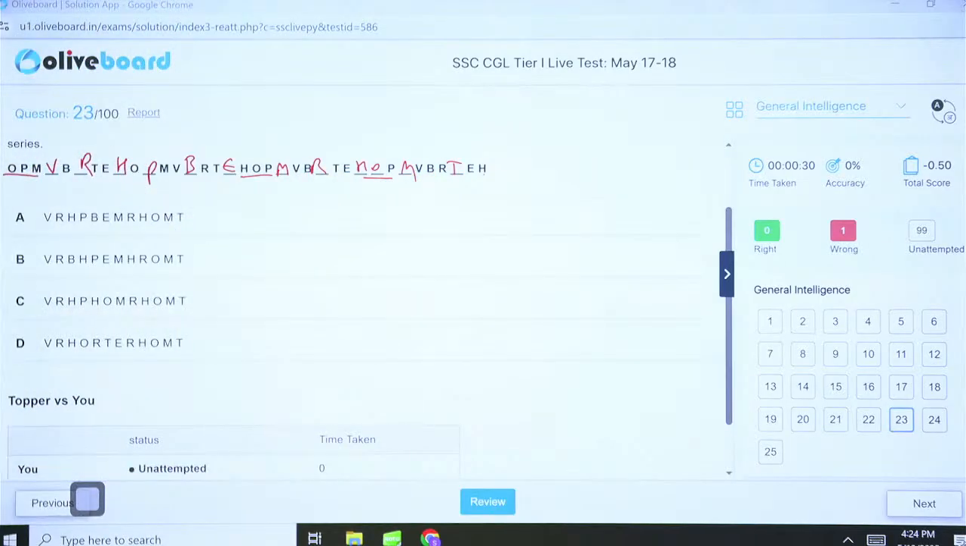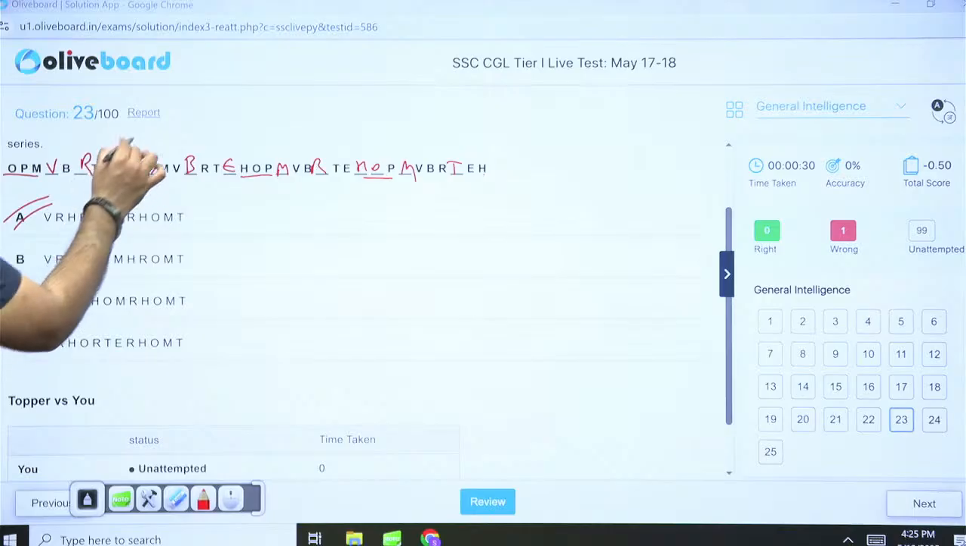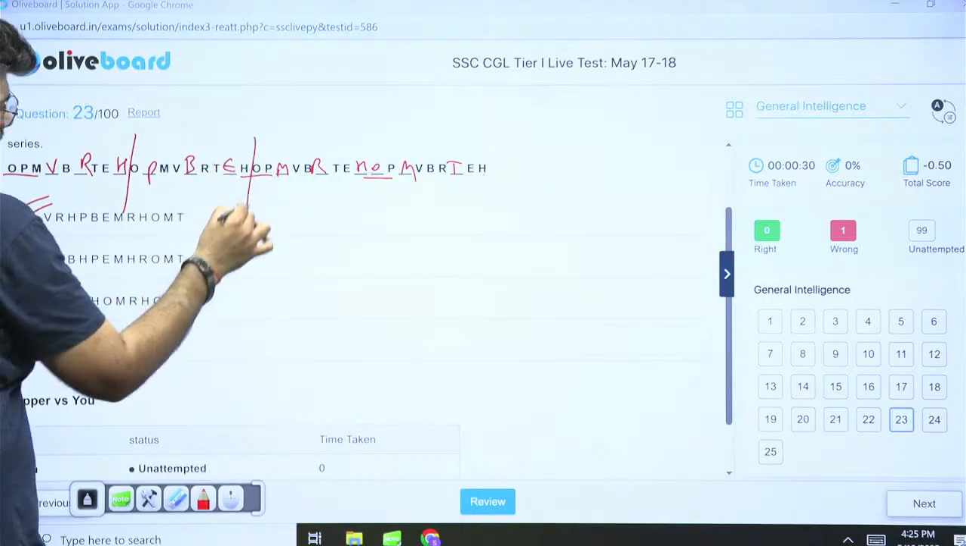So VRHP, BEM, RHOMT. Option A is the right answer. What is the logic? OPM VBRTEH, OPM VBRTEH.